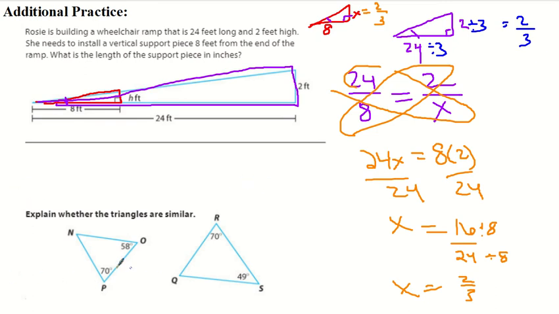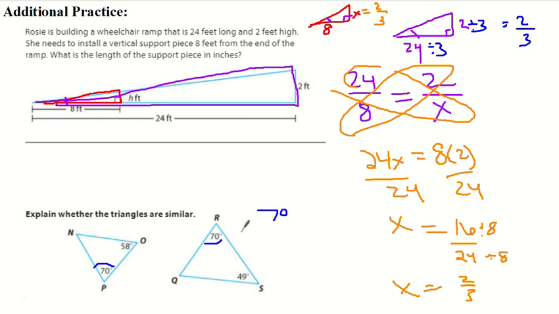Okay. So go ahead and do these 2 on your own. Explain whether the triangles are similar. So are these 2 triangles similar, yes or no? Pause if you haven't done so. Try it, see how you do. Well, they have these 70-degree angles in common. 58 is not 49, so I have to figure out what this last angle is over here.